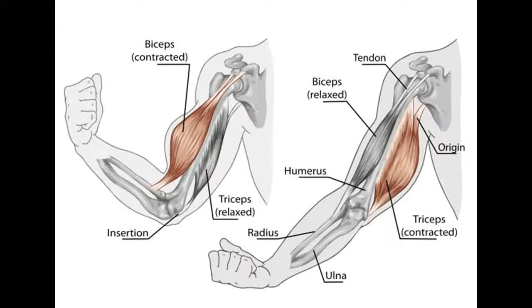A flexor is a muscle that bends a joint. An example of a flexor is the bicep muscle, because when the bicep muscle contracts, the elbow bends. An extensor is a muscle that extends a joint. An example of an extensor is the tricep muscle: when the tricep muscles contract, the elbow straightens.